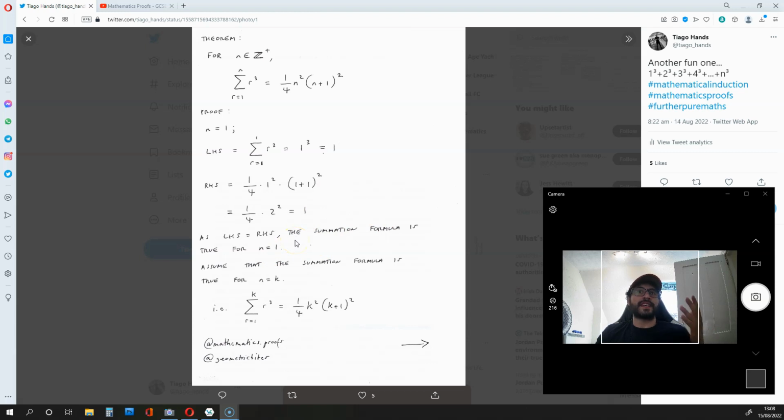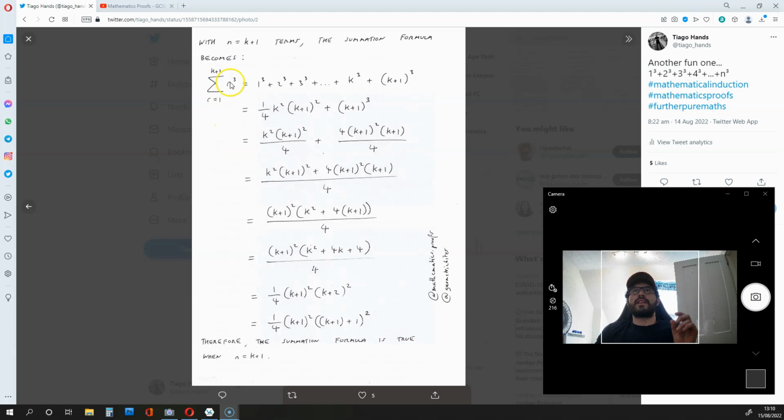Now let's go to the assumption. Now we have to assume that the summation formula is true for n is equal to k. So what we get is this formula over here. Now, using that assumption, we can imagine what n is k plus 1 is going to be like. So the summation formula becomes this over here, which is equal to a quarter k squared times k plus 1 squared plus k plus 1 cubed.